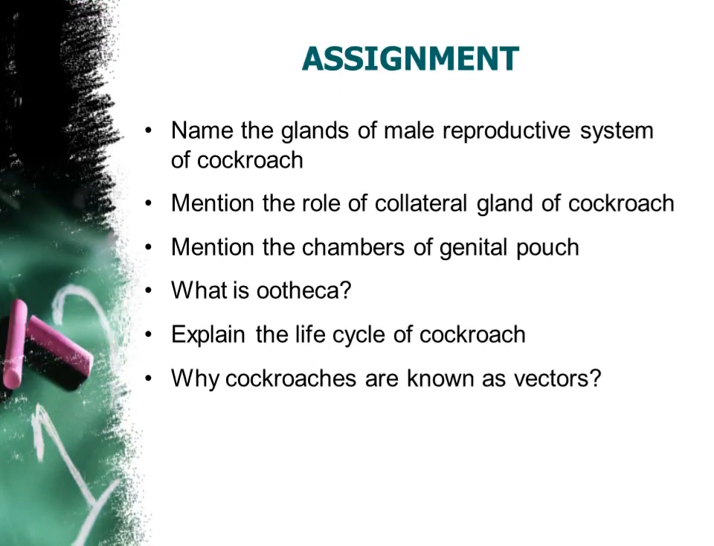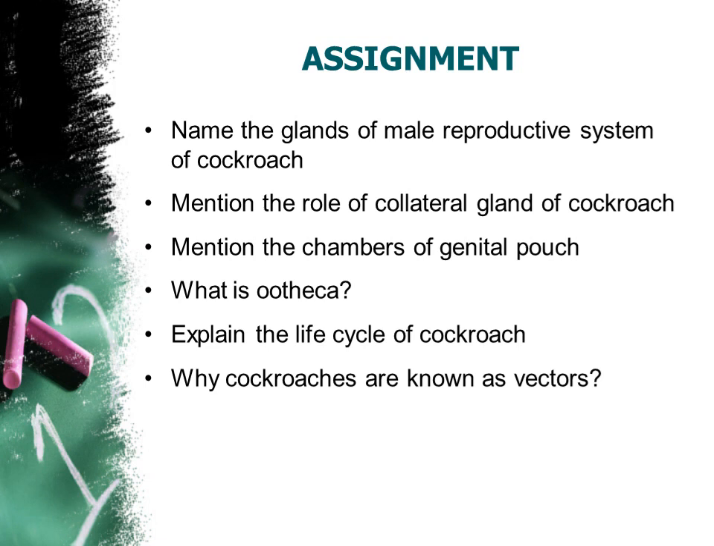Assignment. The questions are: name the glands of the male reproductive system of the cockroach. So what are the glands we said? Utricular or mushroom-shaped glands, then seminal vesicle, and phallic or conglobate glands. So these are the glands of the male reproductive system.